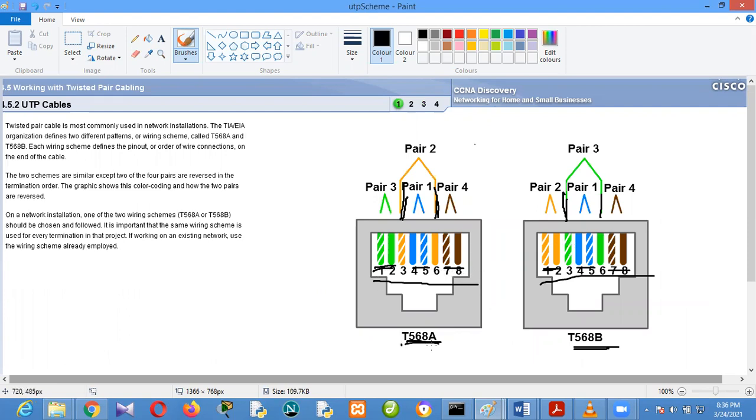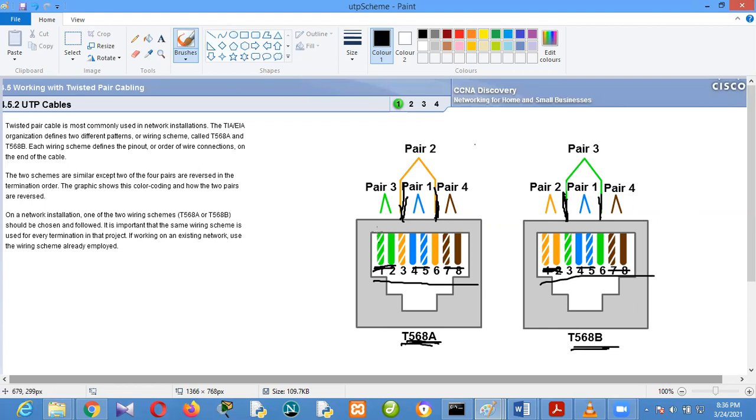If you're using A, you start with green, stripe green. But if you're using B, you start with orange, stripe orange. If you're using green, that means orange will now engulf the center, which is the blue. If you're using orange, green will now engulf the center, which is the blue.